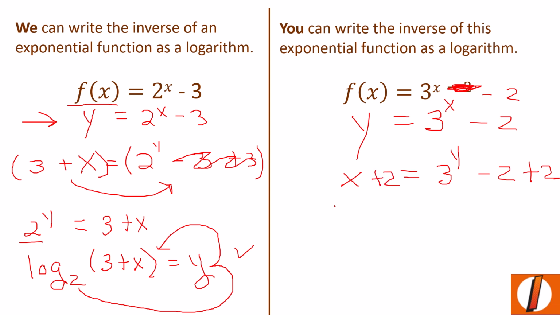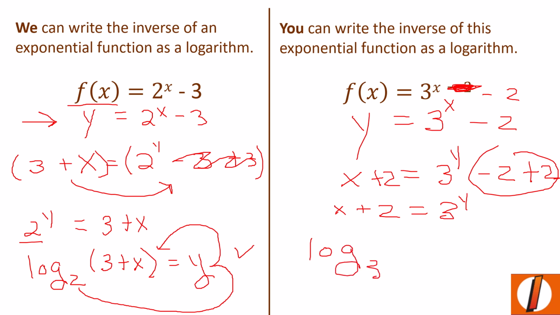So we get x plus 2 is equal to negative 2 plus positive 2, which is 0, is equal to 3 to the y. All right, so now we're ready to write our logarithmic notation. The log base 3 of (x plus 2) — you don't have to put the parentheses around it, I just am trying to help the writing make sense to you — is equal to y.